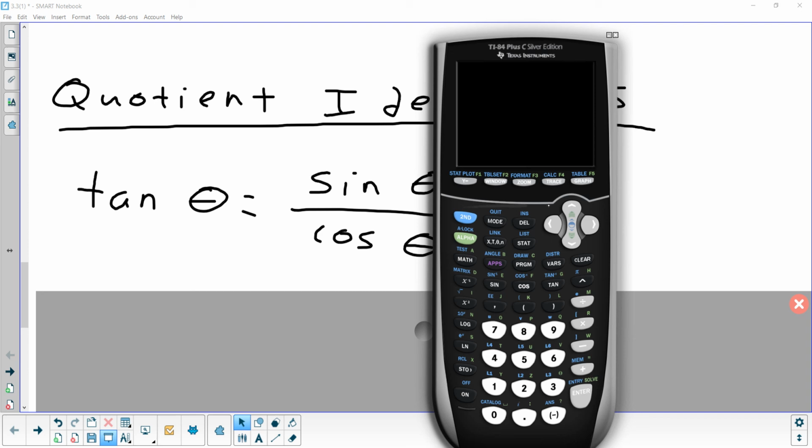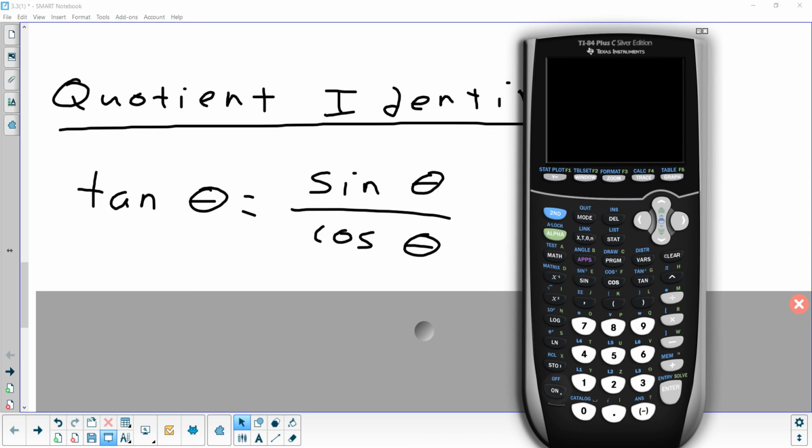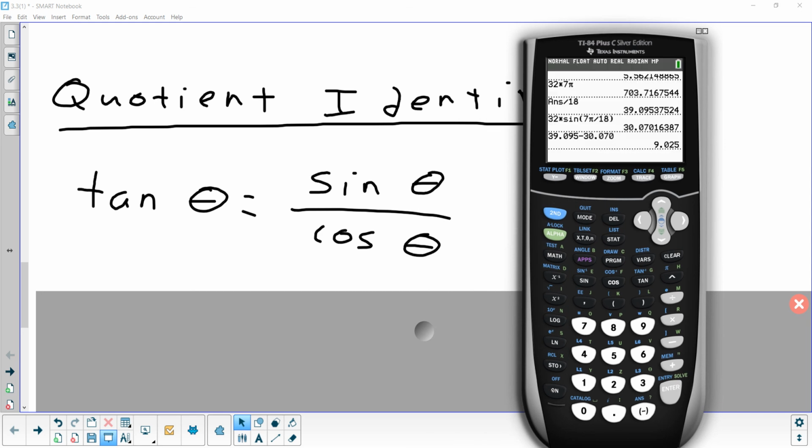Now the point is not really to do this with numbers. I'll show you an example with numbers. Let's say you wanted the tangent of 10, and your tangent button didn't work. Well, instead of taking the tangent of 10, you could do the sine of 10 and divide by the cosine of 10. And you get exactly the same thing.